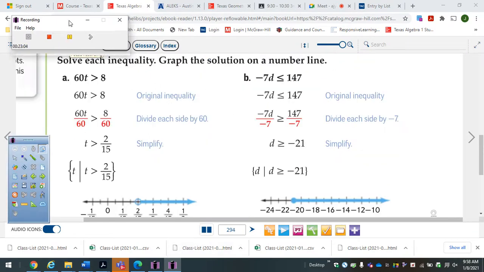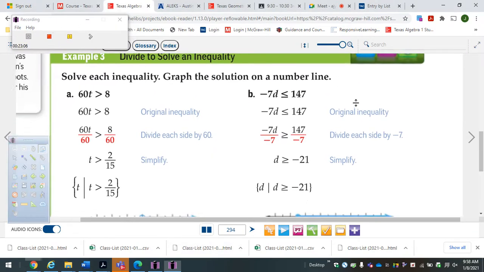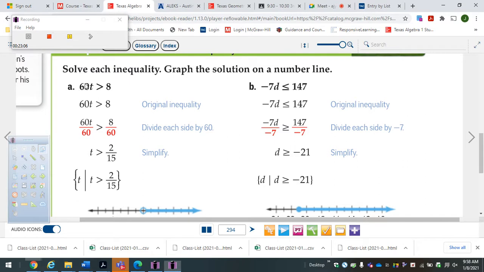Okay guys, so I just went to the next example in the book. So this situation right here, you have this multiplication, you want to divide, right? Divide to go ahead and get that variable by itself, 60 times t, so you divide by 60. So in this situation, we divide both sides by 60. Guys, we're not dividing by a negative, so the inequality sign stays the same.